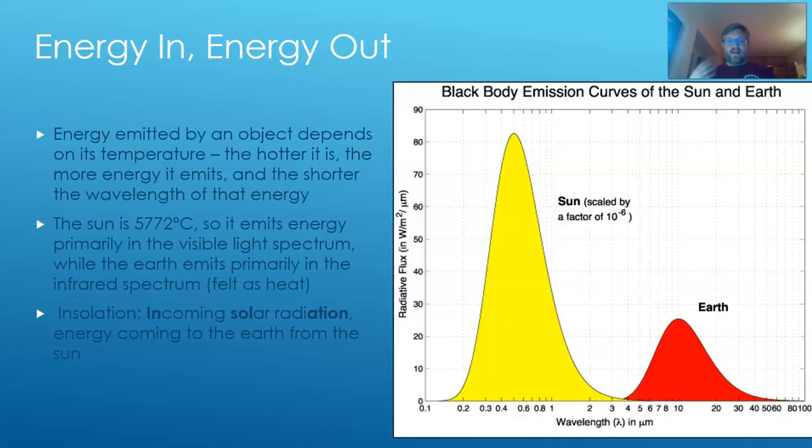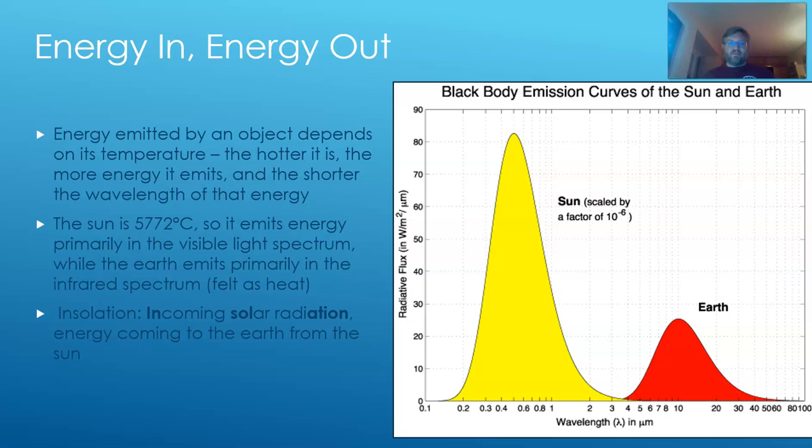So I mentioned energy balance, and that's our starting point, that there's energy coming into the Earth and there's energy going out from the Earth. And our energy balance is the ratio between this energy in and out. The energy that's emitted by an object depends primarily on its temperature. So the hotter an object is, number one, the more energy that it emits. So hotter objects are giving out much more energy than colder objects.